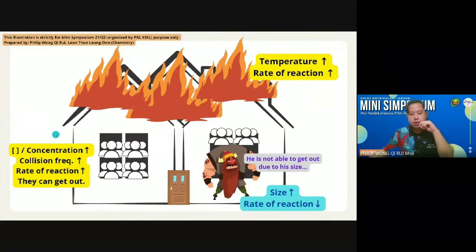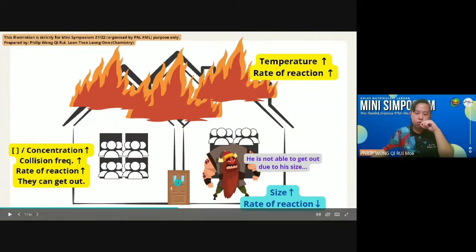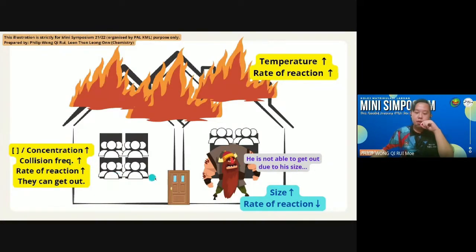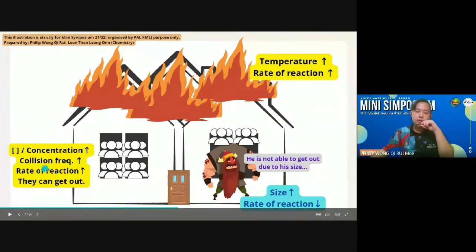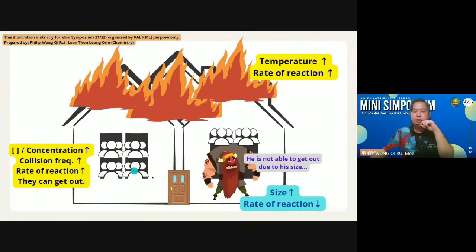The second factor is the increase in concentration. From this picture here, we can see that the house has a lot of people, meaning the concentration is very high. And in normal life, if we are trying to escape a burning building, most of the time people will be colliding with each other trying to get out of this small door. Therefore, collision frequency increases and they keep pushing each other out of the door. Thus, rate of reaction increases so that they can get out.